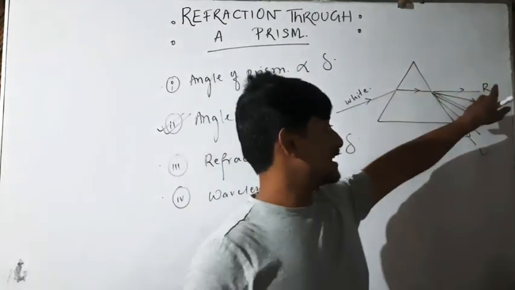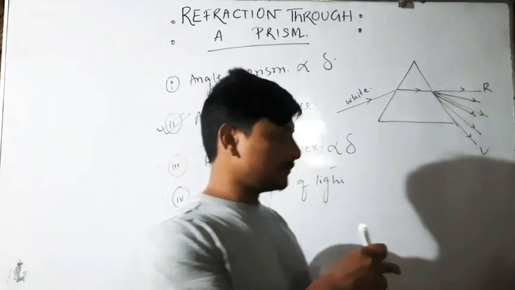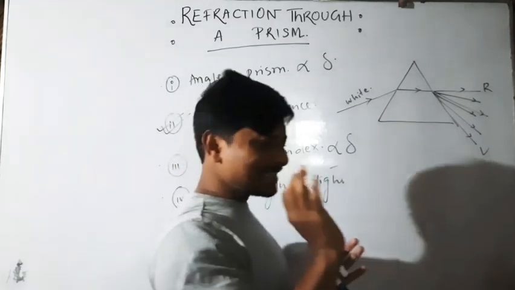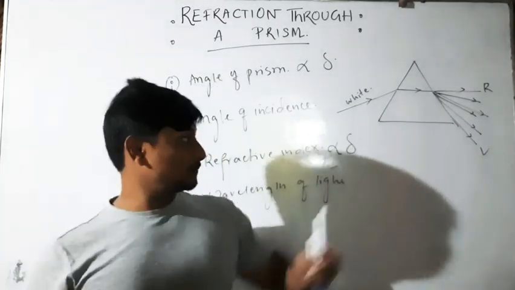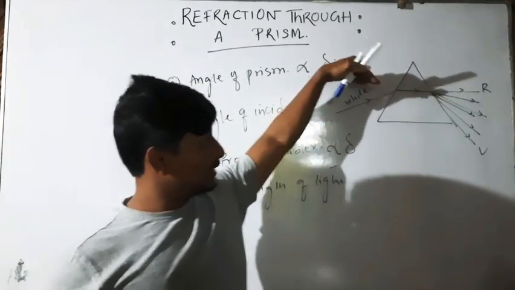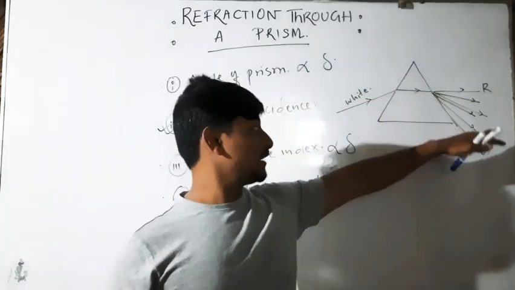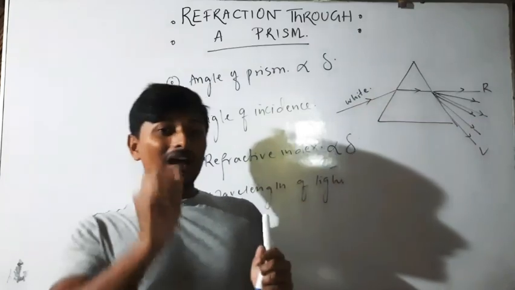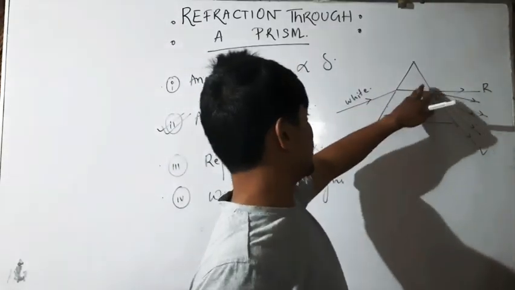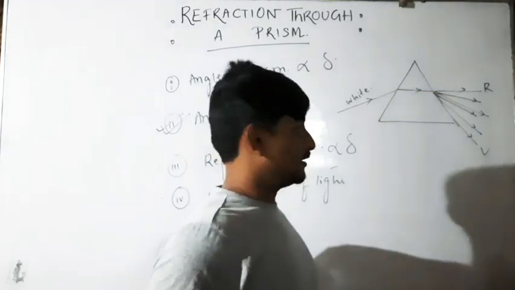Okay, because red has the maximum wavelength. So the one with more wavelength suffers a very less amount of refraction. More wavelength, less refraction, okay? So for that reason it travels almost straight, whereas violet has a very low amount of wavelength. So as a result it suffers a lot more refraction, okay?